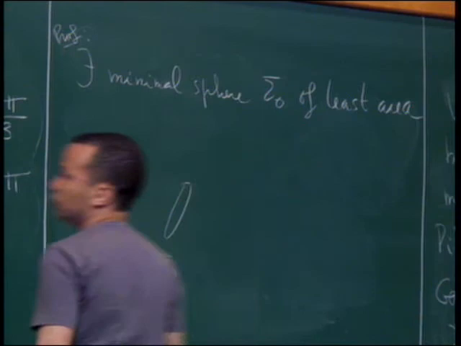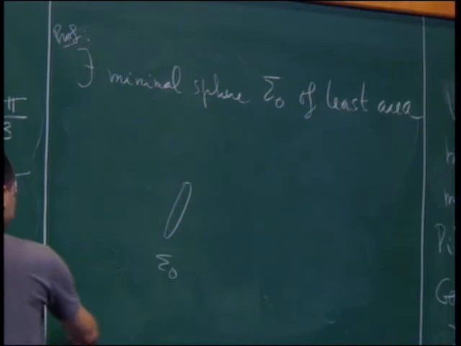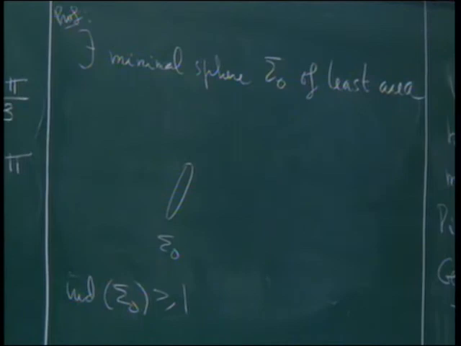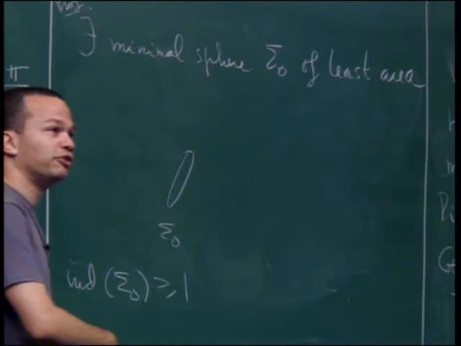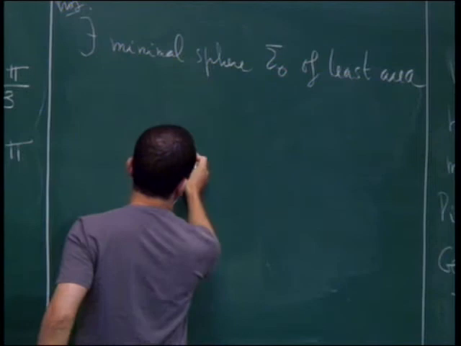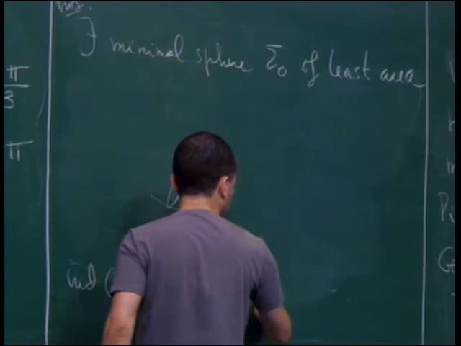Then you know that there are no stable minimal spheres, by assumption. So therefore, the index of such a sphere, the index of sigma naught, has to be at least 1. So you have at least one direction which decreases area and also increases mean curvature. So the local picture is very similar to what happens in the standard sphere. You have to choose the first eigenfunction of the Jacobi operator. Let me just write down this here.